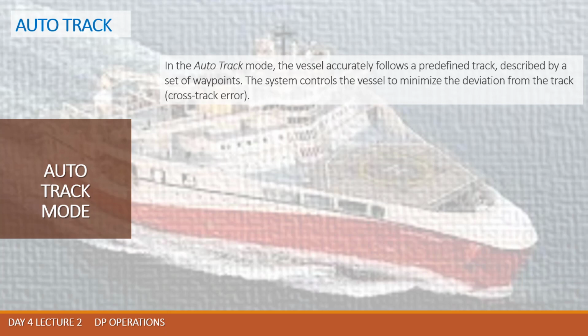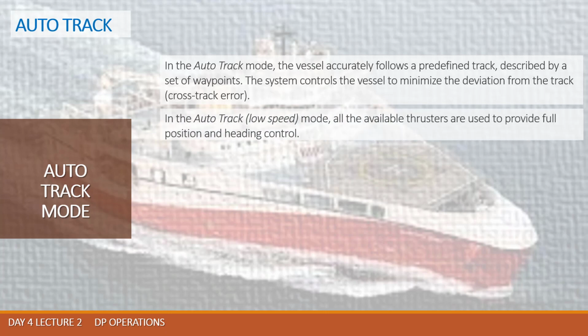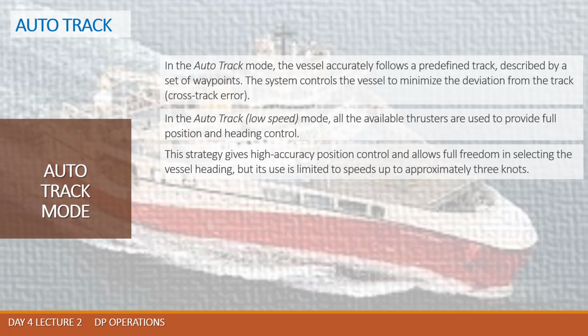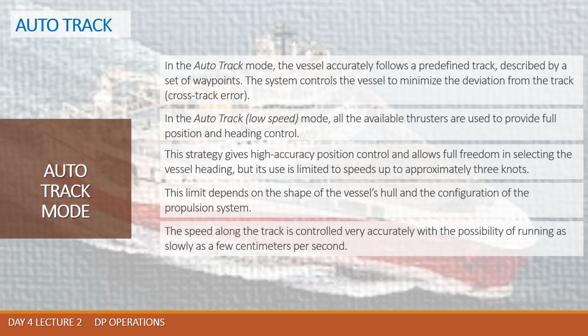In the auto track low speed mode, all the available thrusters are used to provide full position and heading control. This strategy gives high accuracy position control and allows full freedom in selecting the vessel heading, but its use is limited to speeds up to approximately 3 knots. This limit depends on the shape of the vessel's hull and the configuration of the propulsion system. The speed along the track is controlled very accurately, with the possibility of running as slowly as a few centimeters per second.